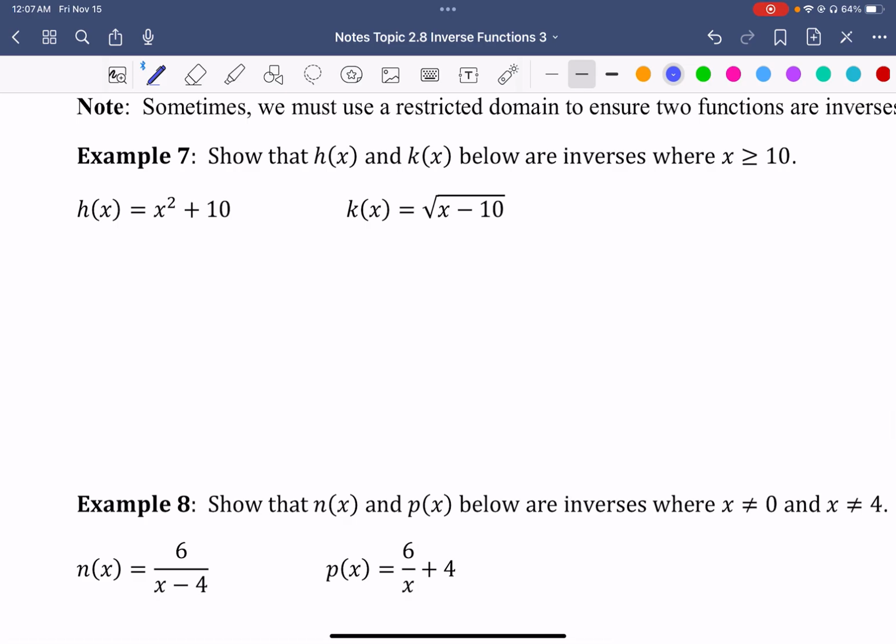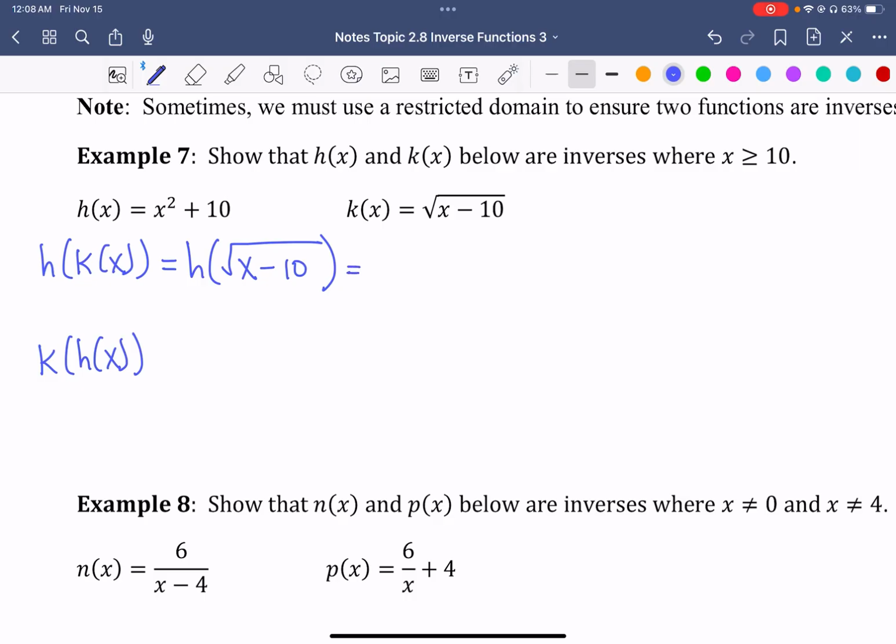Okay, so we're going to show that h of x and k of x are inverses. So I need to do composition, and I'm going to compose them into each other. So the first thing I'll do is h of k of x, and I'll also try it in the other order, which is k of h of x. Now I'm going to replace k of x with the actual equation, which is the square root of x minus 10. That will be my new x value for h of x. So I'm going to have the square root of x minus 10, squared, plus 10.